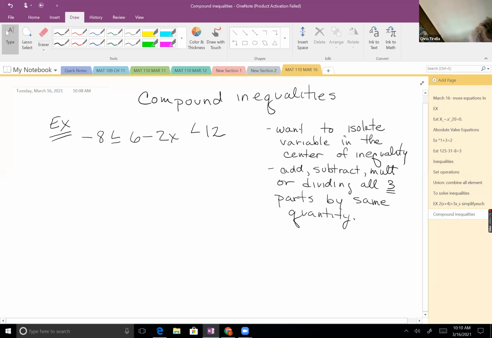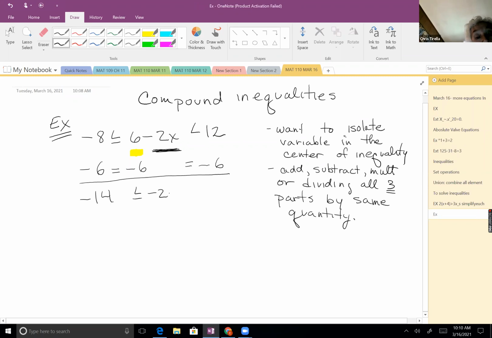As I look at this example, my variable 2x is in the center. I want to get it alone. In order to get that 2x alone, I would have to move the 6, and I'm going to do that by subtracting 6. And again, if I do that to any part of that inequality, I have to do it to all 3 parts. That gives me negative 14 is less than or equal to negative 2x is less than 6.